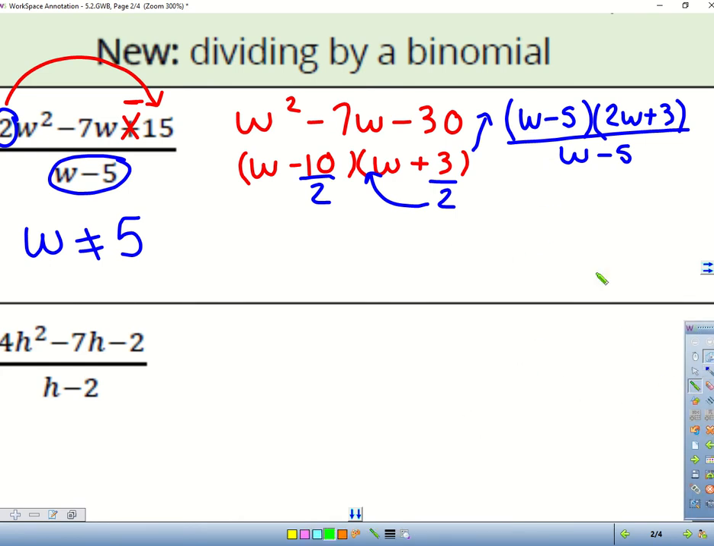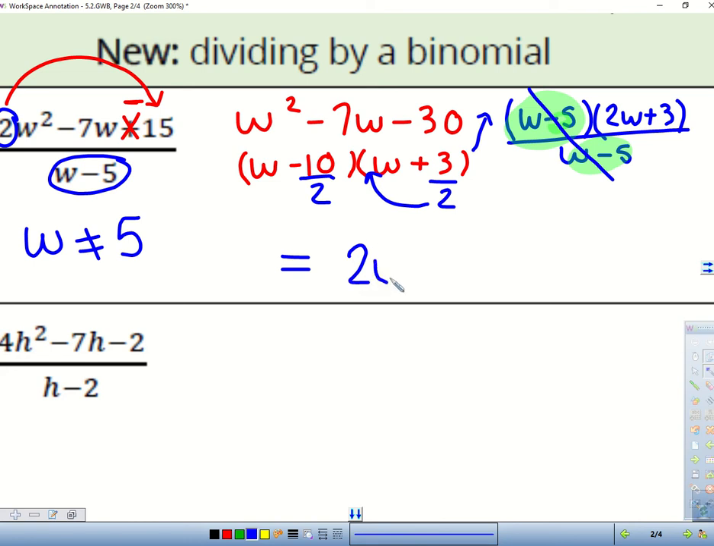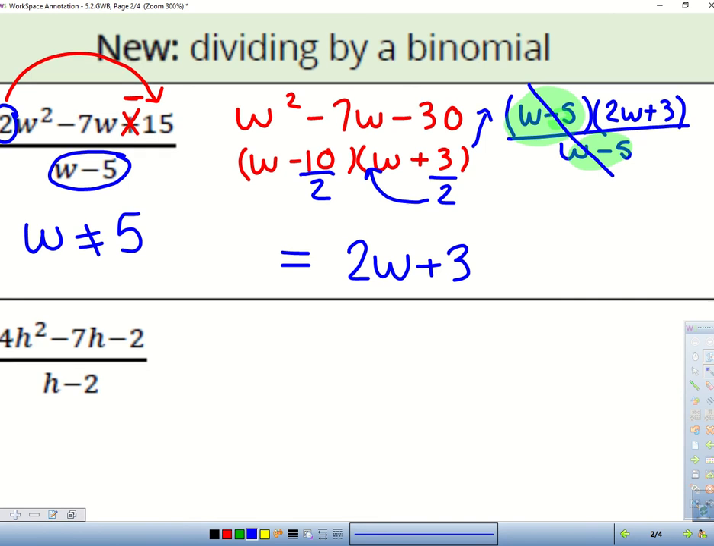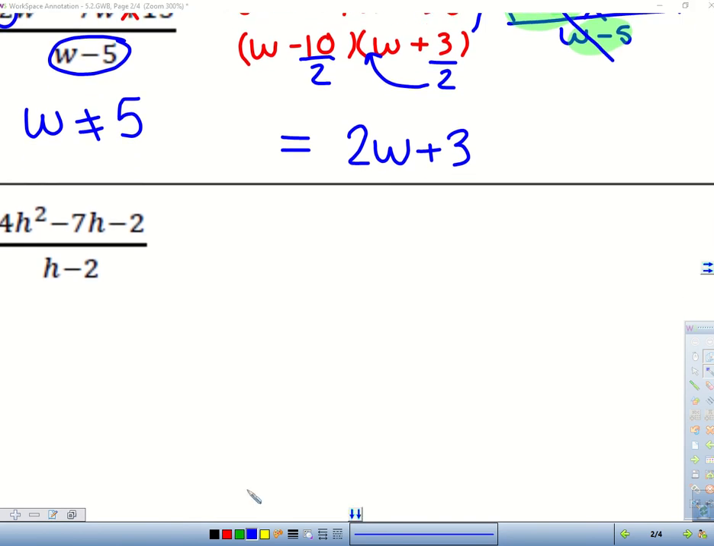Now that we've done that, notice that we have identical binomials in the top and the bottom here. See that? What can I do with those? Cancel them out, and that leaves me with the final answer of? 2W plus 3. Good, 2W plus 3. So that's dividing by factoring, okay? Dividing by factoring.